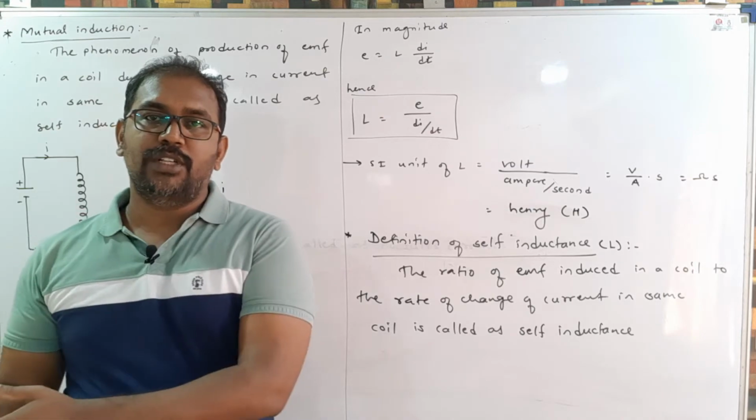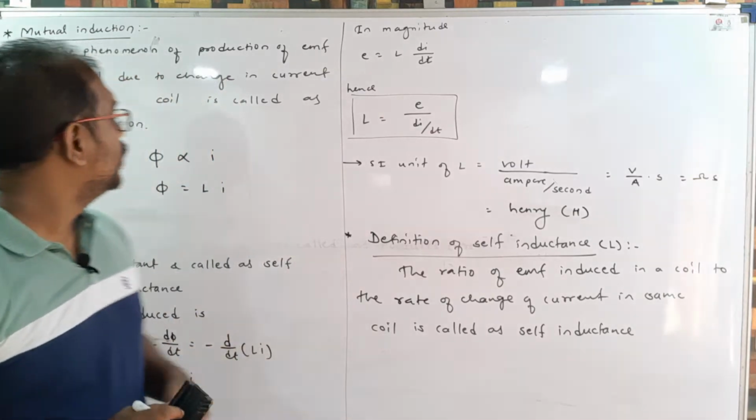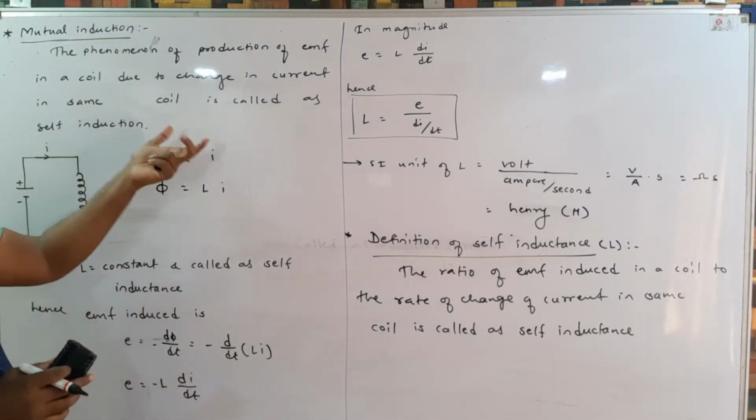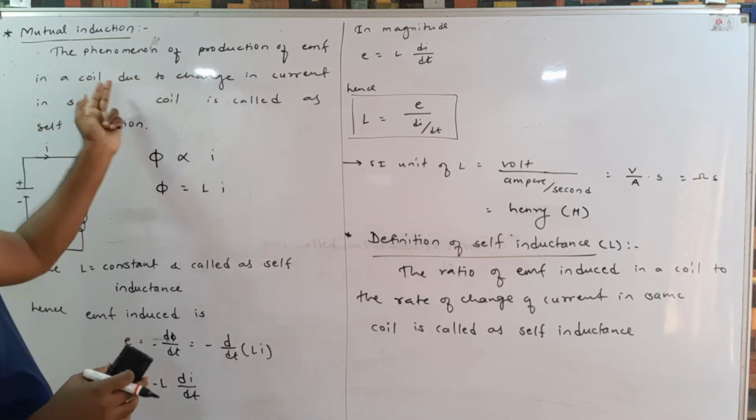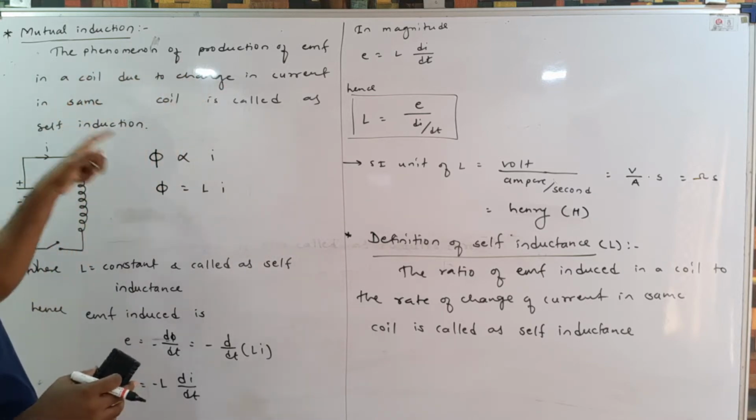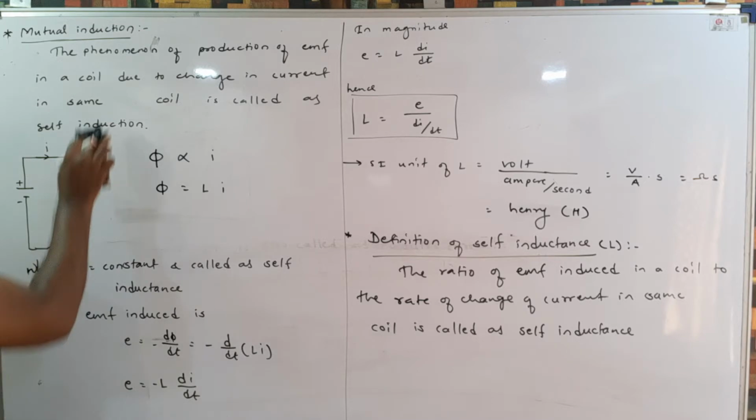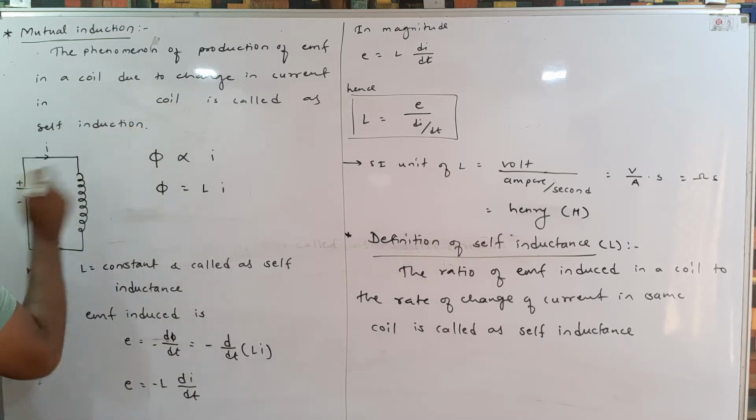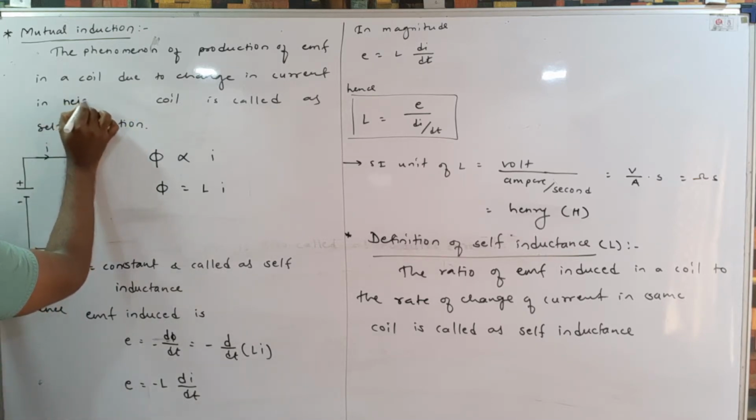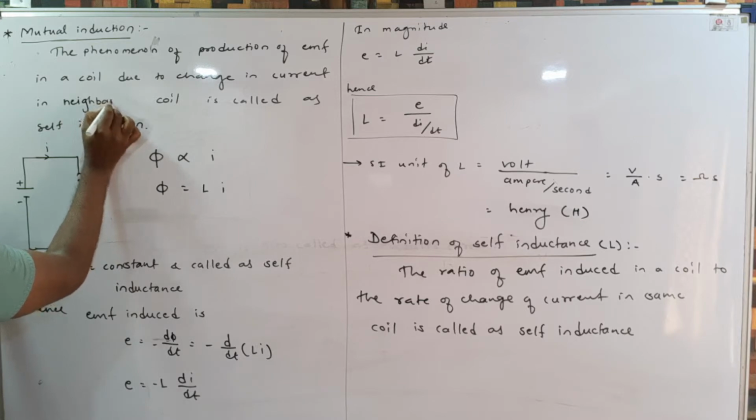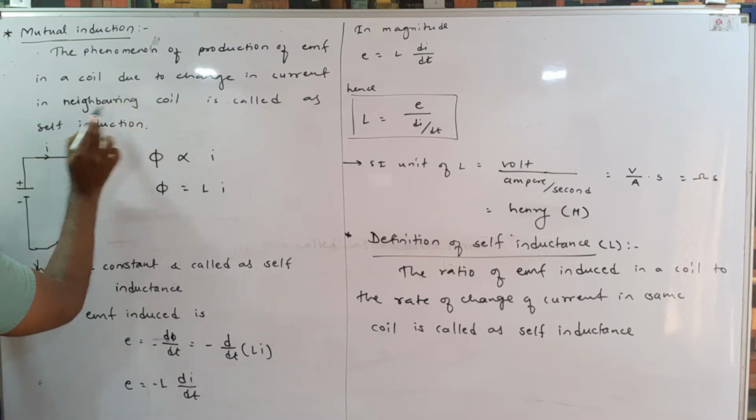Mutual means because of other, because of a neighboring coil. Here, self means because of own. The phenomenon of production of EMF in a coil due to change in current in the same coil is called self induction. So instead of the same coil, here it is because of a neighboring coil. Only I change this word.